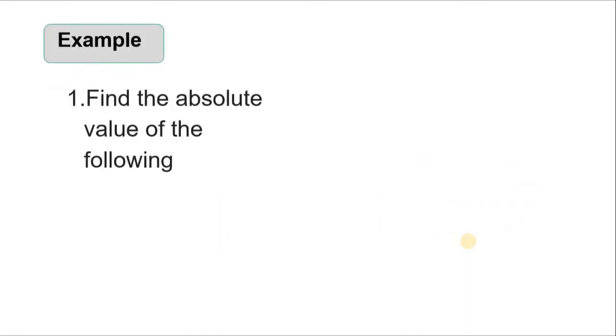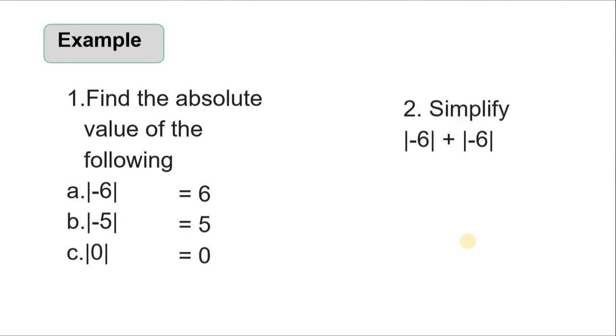Okay, so example, find the absolute value of the following. Negative 6. So the absolute value is positive 6, negative 5, positive 5, 0 is 0. Simplify, the absolute value of negative 6 plus the absolute value of negative 6. So absolute value of negative 6 is 6. We have 6 plus 6, and 6 plus 6 is 12. So kinuha na natin yung positive ng number.